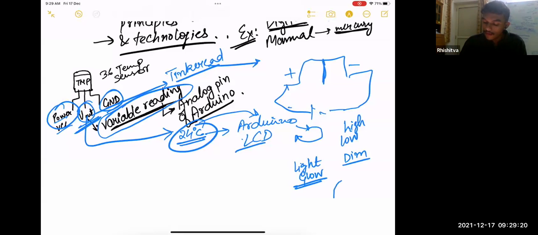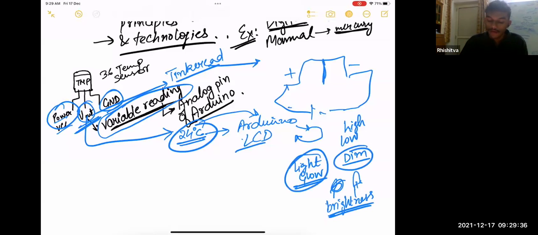So you can change the brightness of the LED, right? Let's say there is an LED. But if you are not using a potentiometer, and you are just connecting it with the digital pin, it will either glow or go dim. In this case, we are getting a variable reading. That is the significance of V out. Now I think you will get a fair idea.